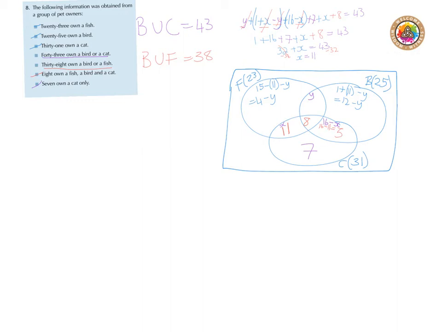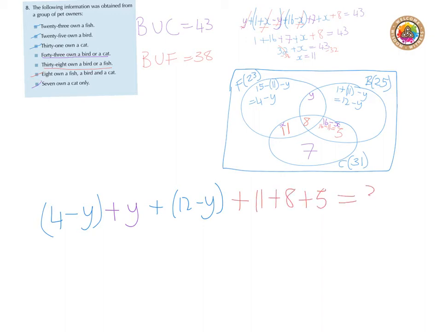So, solving similarly to the last time, I'm going to have 4 minus y in the first bit, plus y, plus 12 minus y, plus 11, plus 8, plus 5, and that all has to equal 38 because that's B union F. And so very quickly I can see here, I have minus y plus y, so they cancel. And just tidying up the numbers, 4 plus 12 is 16, plus 11 is 27, plus 8 is 35, plus 5 is 40.